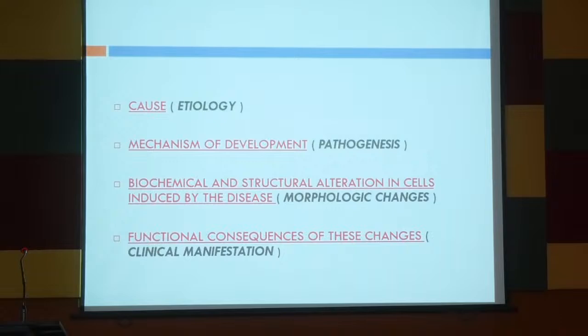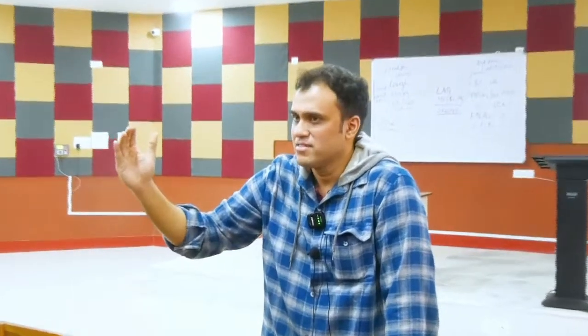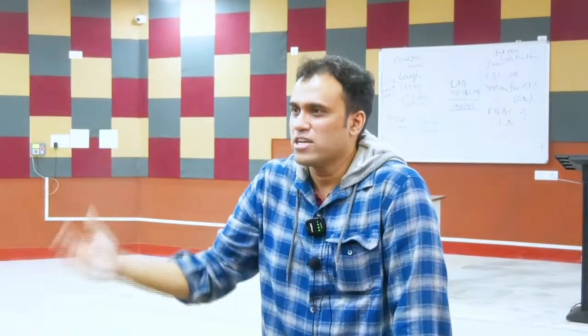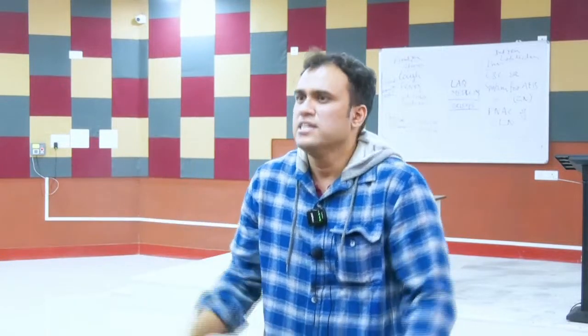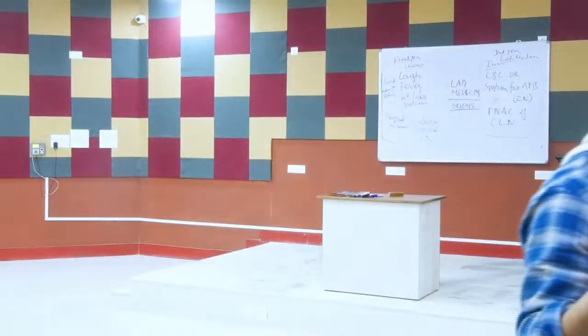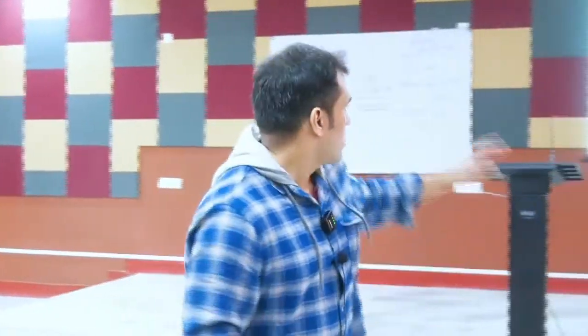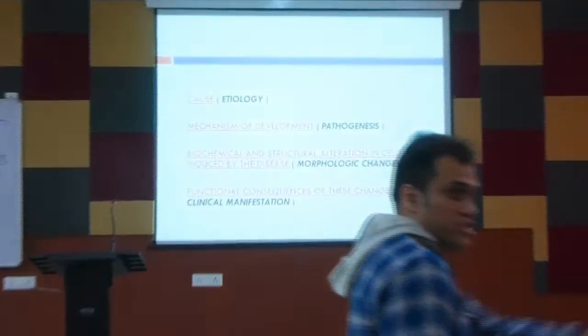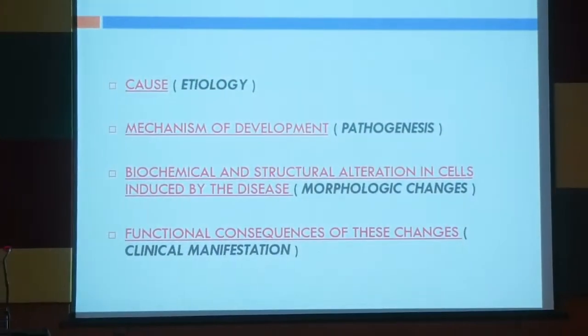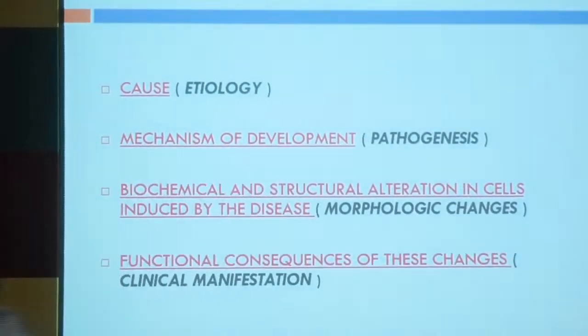Now we know there are 2 basic causes. One is genetic cause and the other is acquired. What can be the acquired cause? Any kind of infection, whatever the causes may be. I'm not getting into the details of that. Genetic causes, you must know, at least from physiology. Genetic is inborn, acquired is not inborn, that's why it's called an acquired cause. So the first one is causes, etiology. The next one is the mechanism of development, pathogenesis.